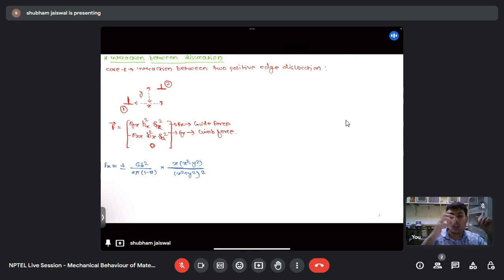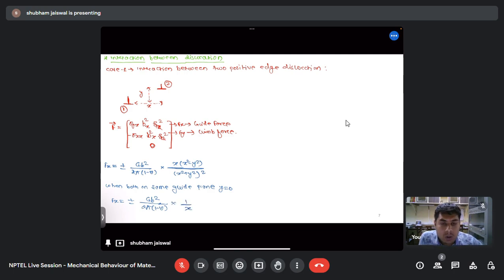Okay, so if we consider that both the dislocations are moving on the same glide plane, so in this equation the y will become 0, so we are only left with the equation that is Gb square upon 2 pi 1 minus mu into 1 by x. Both on same glide plane, that is y equal to 0. So Fx equal to plus minus Gb square over 2 pi 1 minus nu into 1 by x.